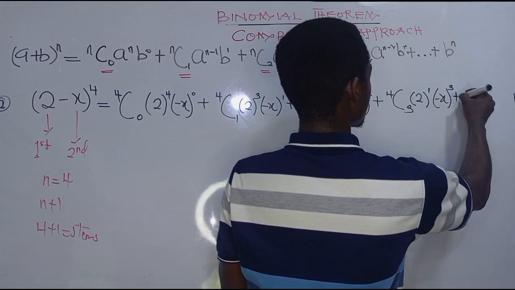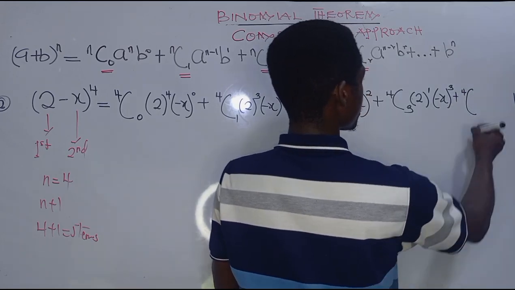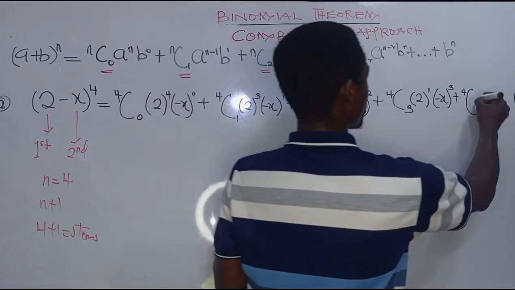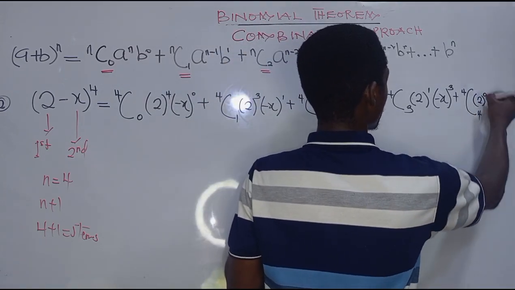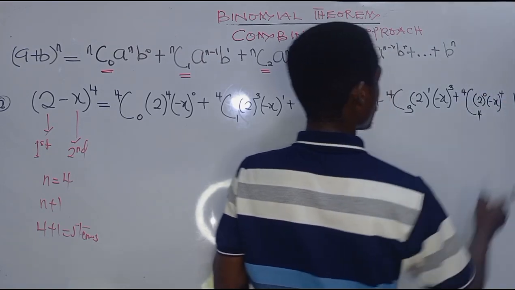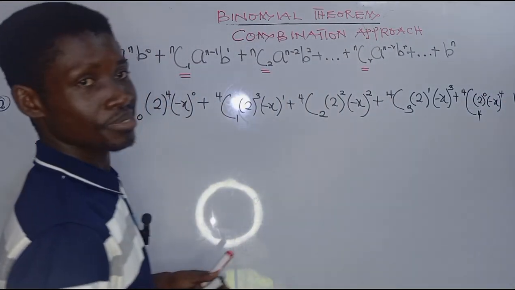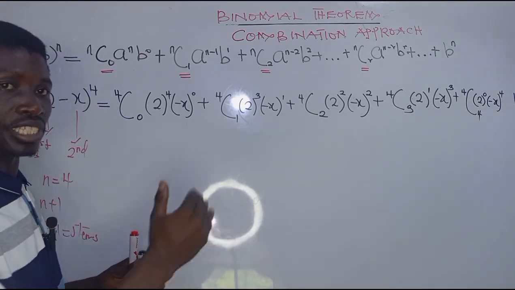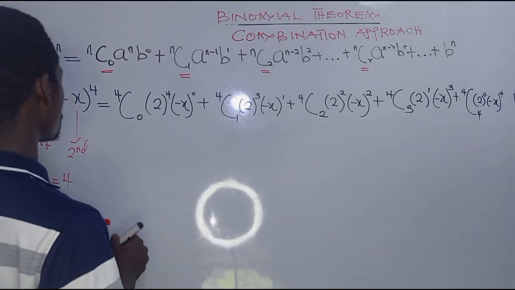Then we have plus 4 combination from 3 move to 4. And then we have 2 power 0 minus x raised to the power 4. As easy as A, B, C, D. You don't have to memorize anything. Just follow it. It will come by itself. So let's do the algebra.